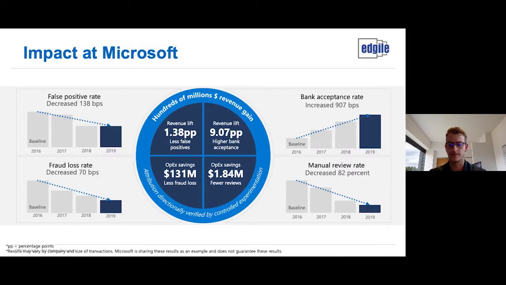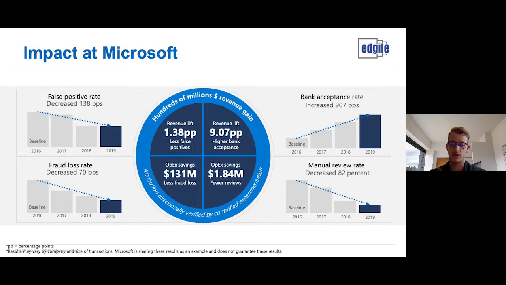And as I touched on, some of the actual tangible numbers that we've seen and the overall impact to Microsoft's business. So starting at the top here, looking at the two in conjunction, looking at the false positive rates and how much those have dropped over the last few years. So of course, false positives here being the wrongful decline of valid customers. And on the other side, bank acceptance rates.